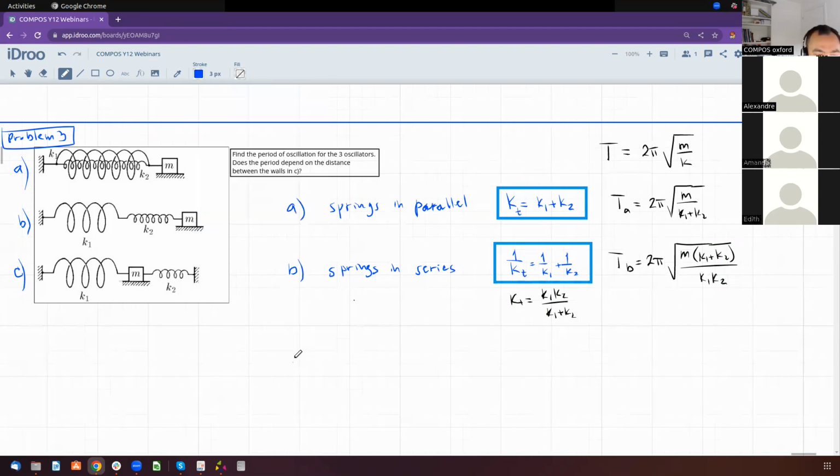Is that parallel or series or neither? In C, would you call that parallel or series? Or neither?